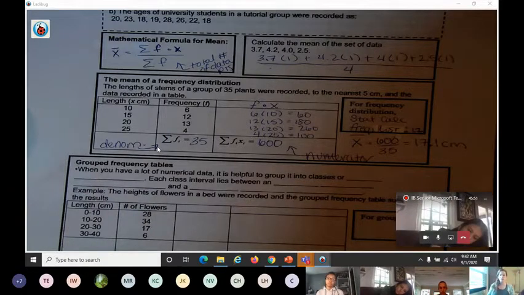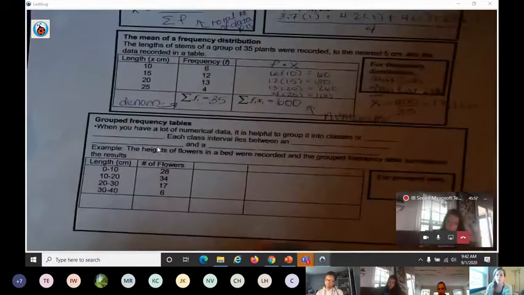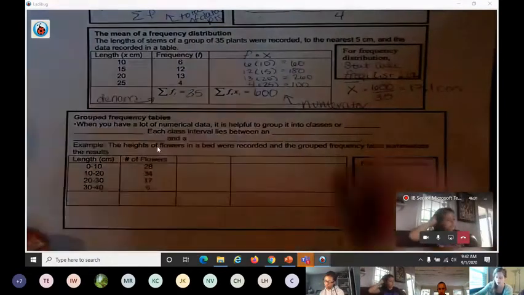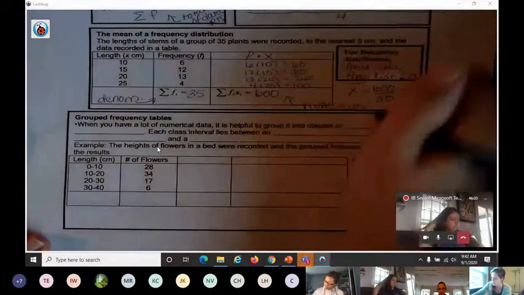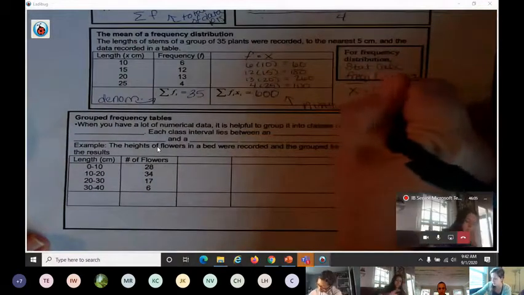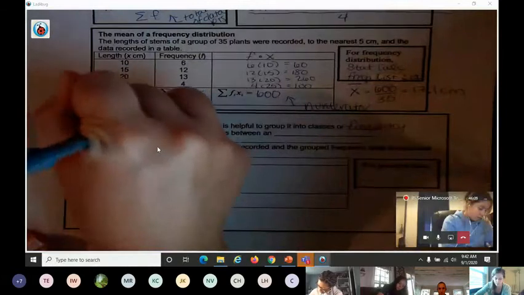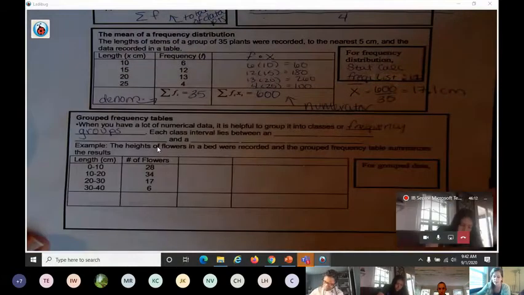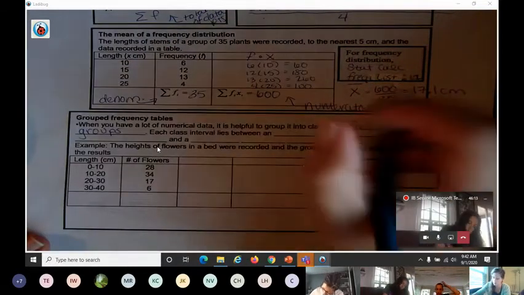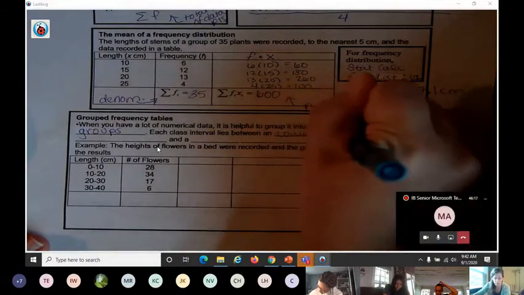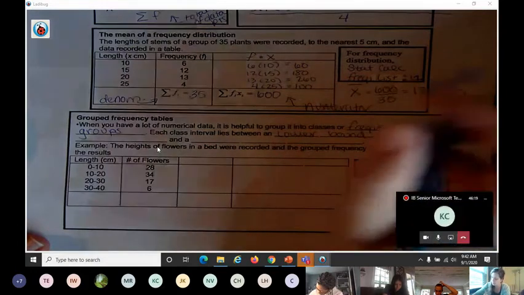Okay, we're going to go on to grouped frequency tables. So when you have a lot of numerical data, it is helpful to group it into classes or frequency groups. Okay, each class interval lies between a lower bound and an upper bound.